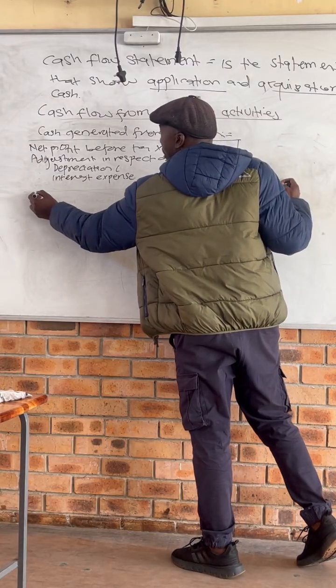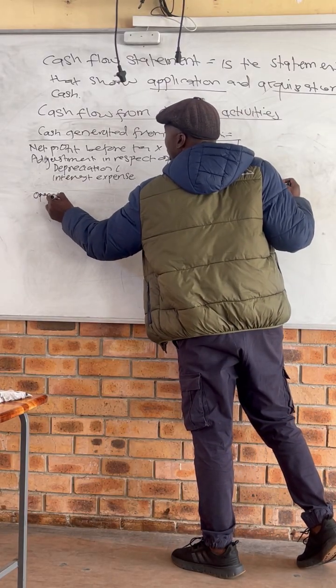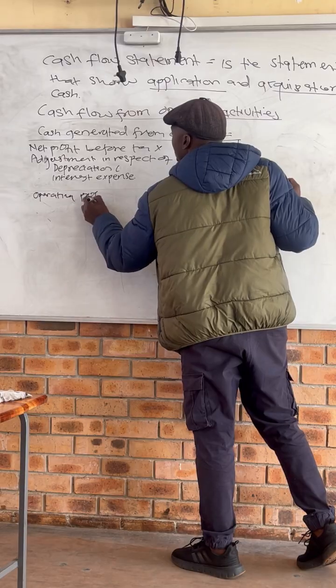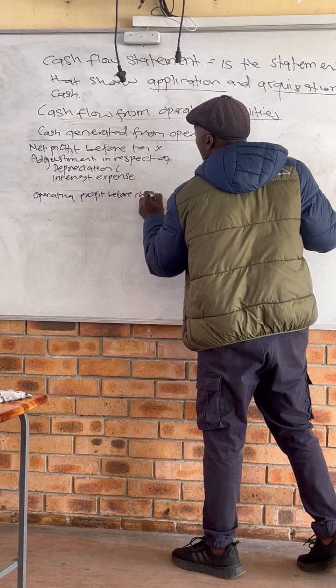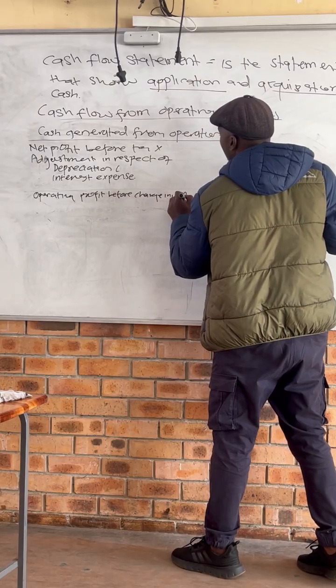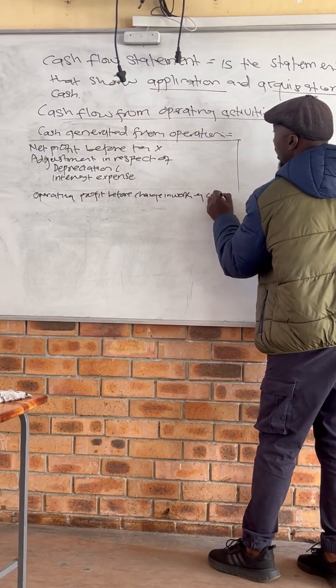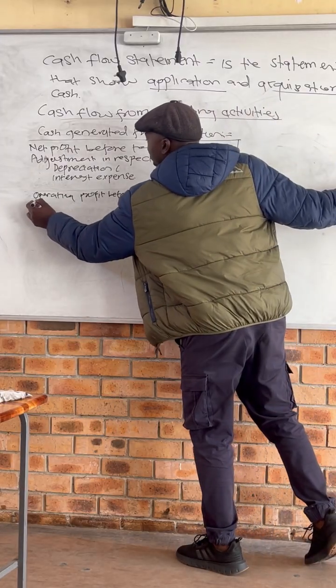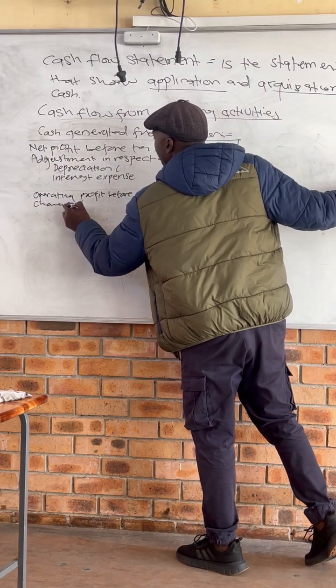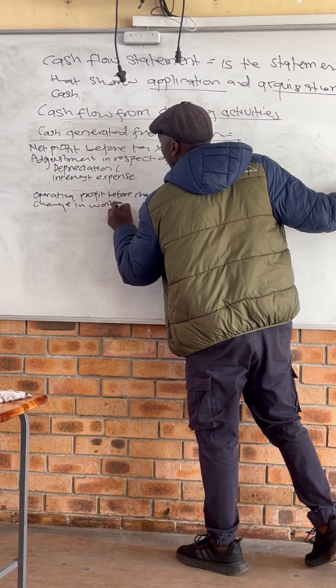We have operating profit before changes in working capital. Now, what do we have? Here it is. And then we have changes in working capital.